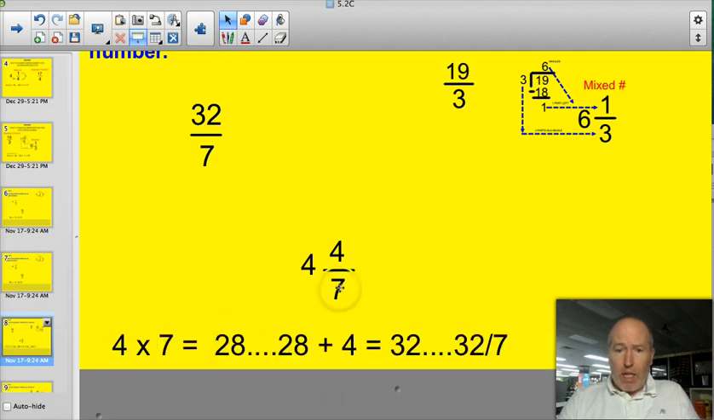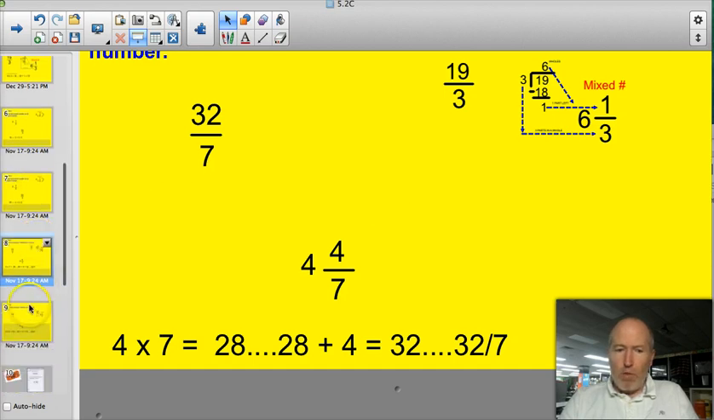So 4 times 7 would be 28. 28 plus 4 would be 32/7. And I just put that down here. 4 times 7 is 28. 4 times 7, 28 plus 4, 32/7. Pretty straightforward, right? One more for the road.